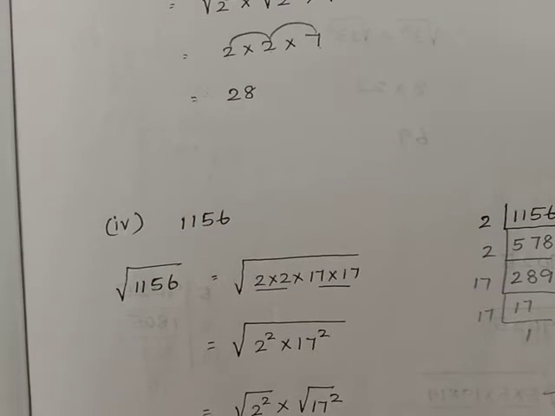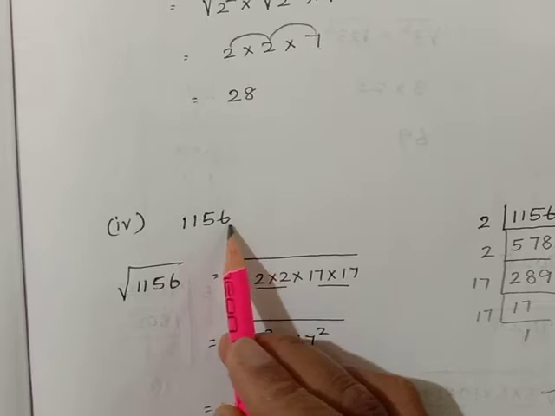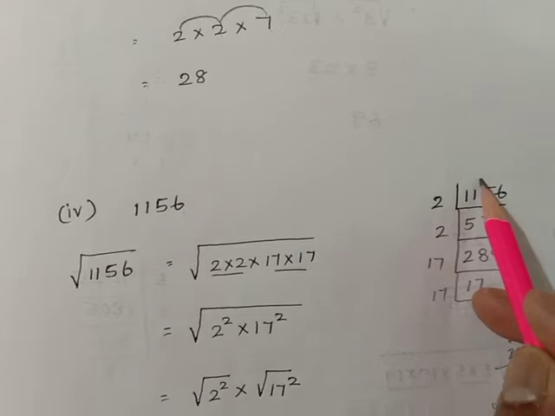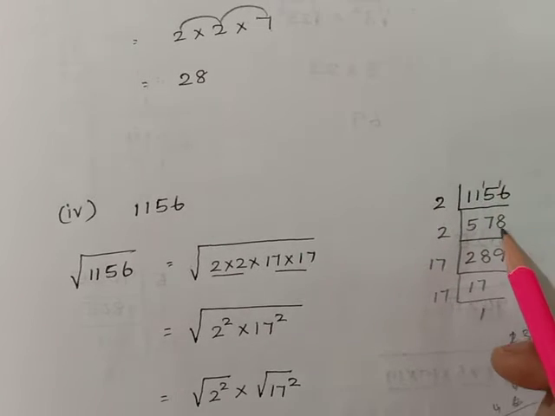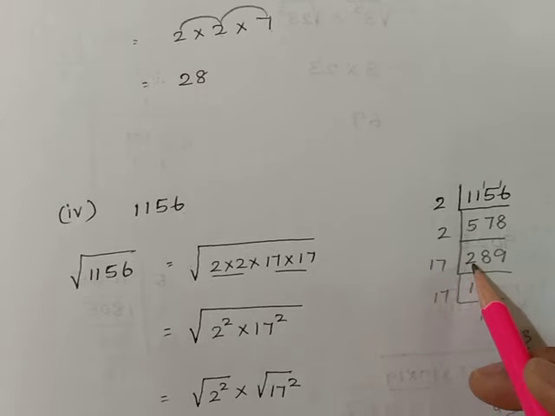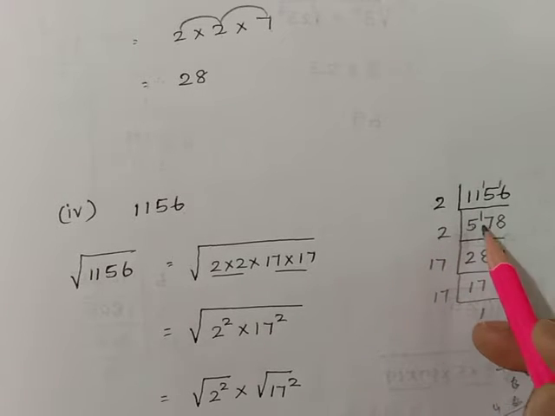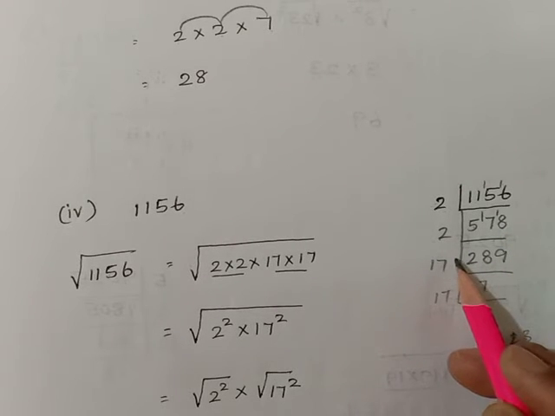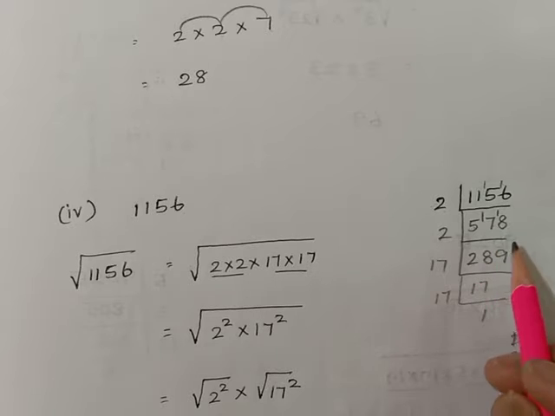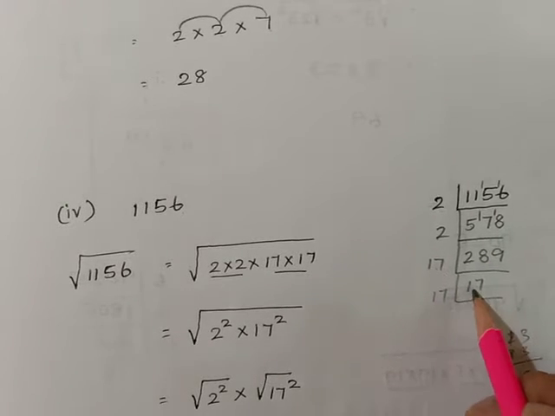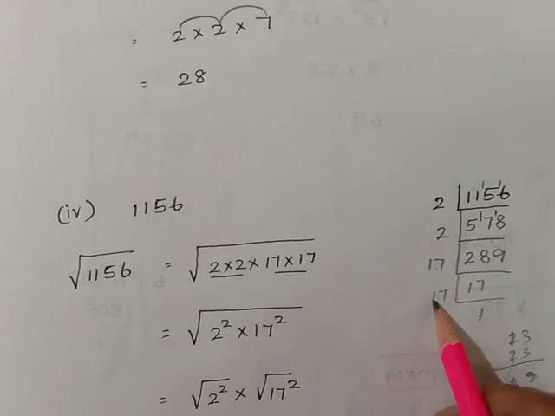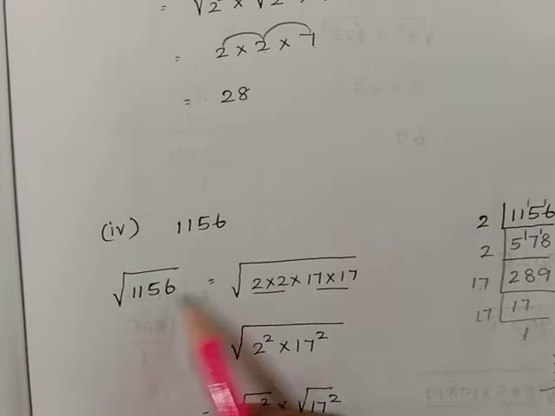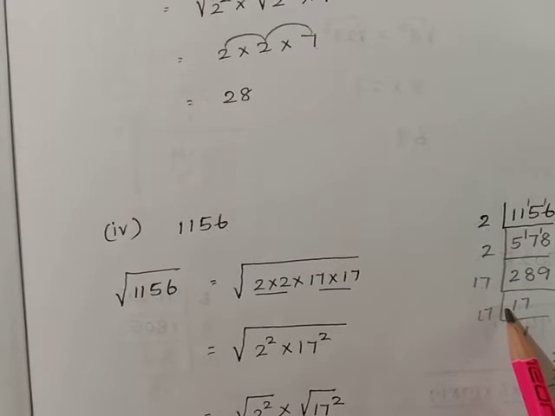Now your fourth question, 1156. So 1156 by second table: 5 twos are 10, balance 1, 7 twos are 14, balance 1, 8 twos are 16. Again by second table, 2 twos are 4, balance 1, 8 twos are 16, balance 1, 9 twos are 18. Next by second table, third table, everything, it is not possible. It is possible only by 17. 17 17s are 289. So 1156 can be written as 2 into 2 into 17 into 17.